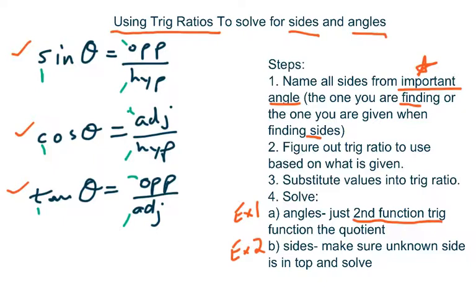And then for sides, again, your unknown side can either be in the top or in the bottom, but it has to be in the top. We have to make sure it's in the top before we just do the math, whether we're multiplying by the trig ratio or dividing by the trig ratio. Again, we'll see that when we get to example 2. Okay, so there's your steps. Get them all written down, okay, because we're about to start the examples.